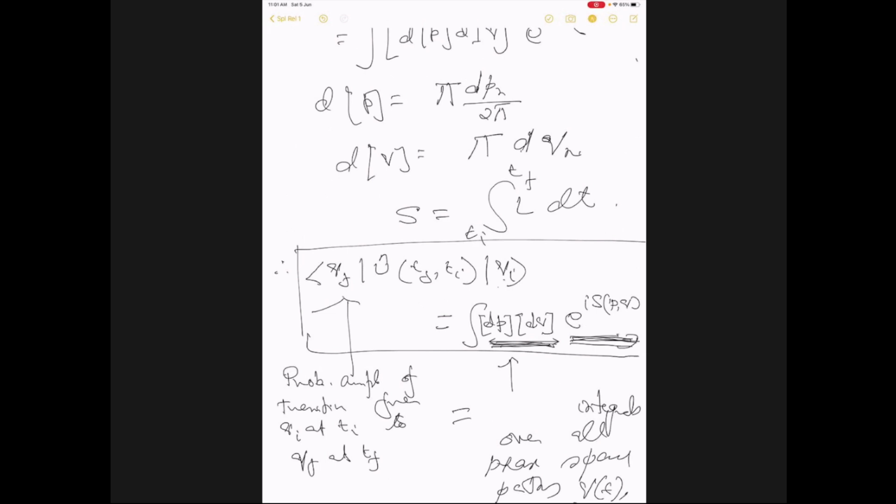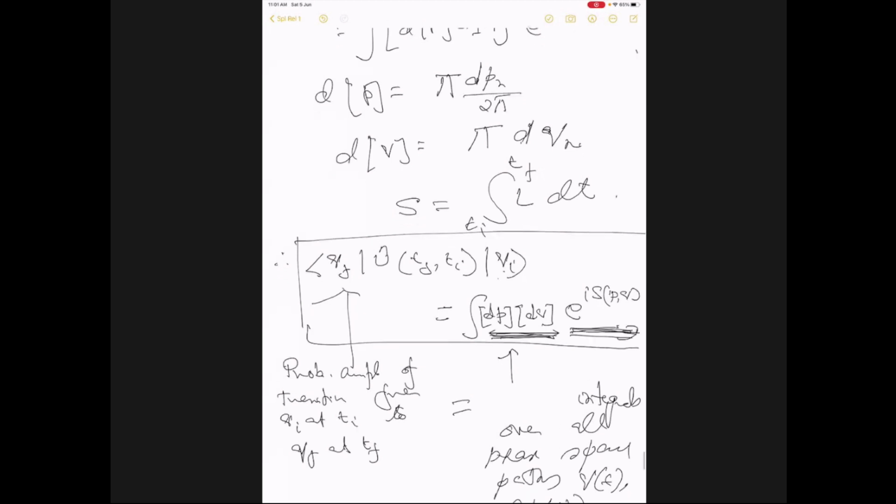So this will be more clear when you do an example, but I'm just trying to give you some understanding of the meaning of this entire expression. That while this Qi to Qf is given by this, I have shown that this can be written like this.